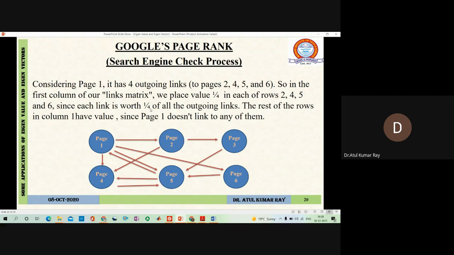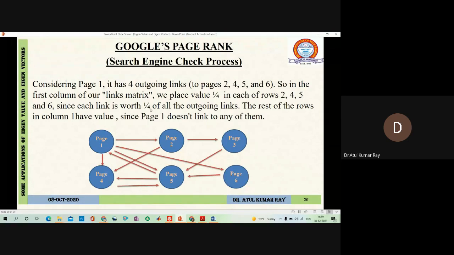In that case, because there will be a total probability of 1, we divide the total probability 1 into 4 different parts for page 1, because page 1 is going towards page 2, page 6, page 4, and page 5.